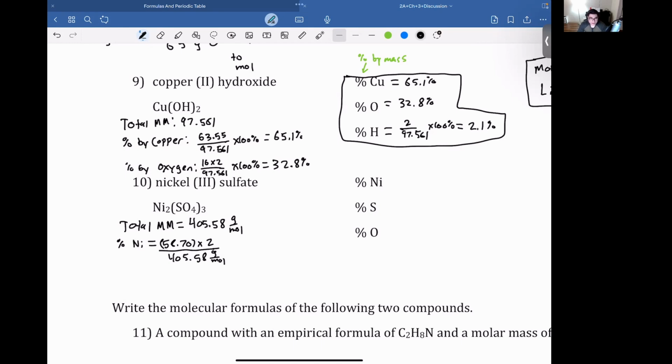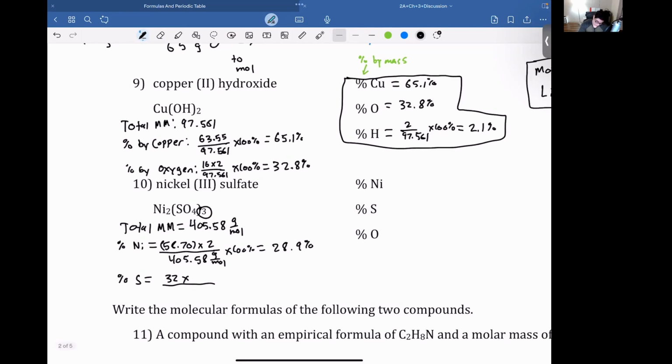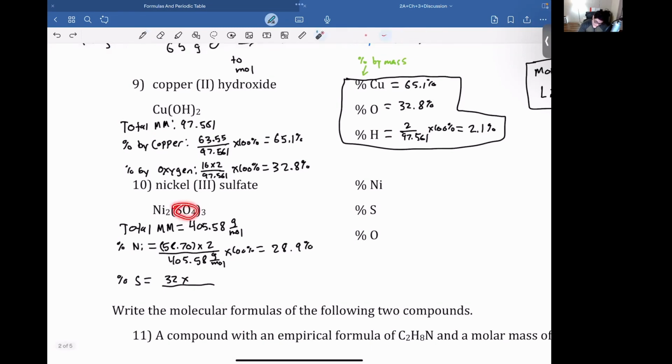So yeah, we have this times 100%. And then you should get an answer of 28.9 for the percent of sulfur. You're doing the same thing. Sulfur weighs 32. There's 3 of them, right? Because this is SO4. Each SO4 has 1 sulfur, and there's 3 of them.